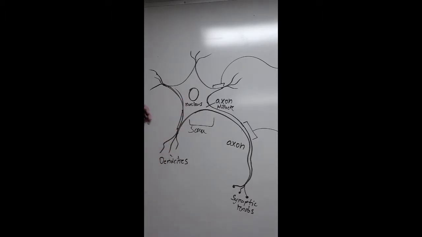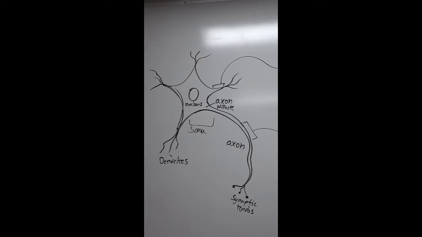Now, after that happens, if there's a large enough stimulus from the local potentials, it'll stimulate an action potential, which will travel down the axon and lead to the synaptic knobs at the end, which in turn will release ACH, or acetylcholine, to the next neuron to continue the stimulus.